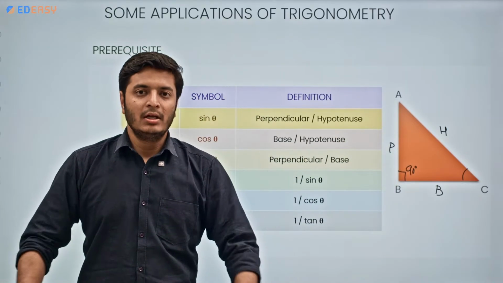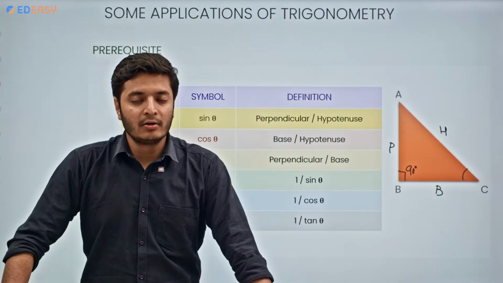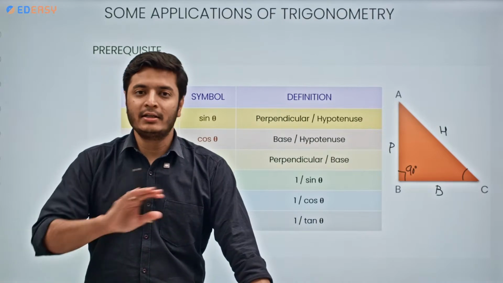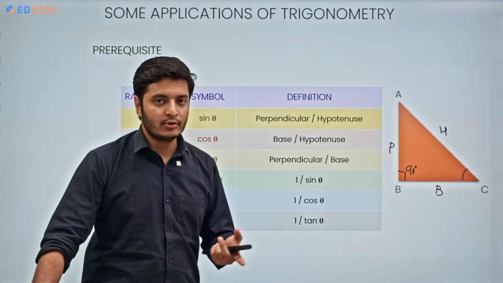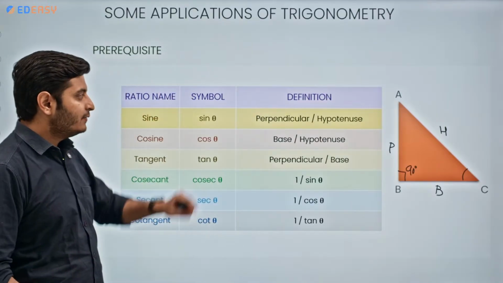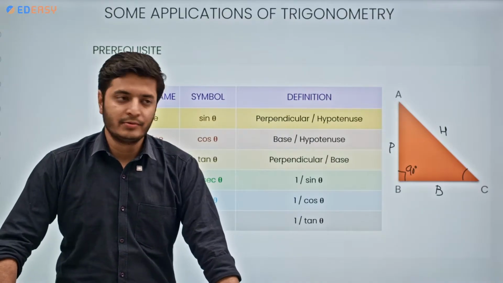Why ratio? Because we can enlarge or decrease the size of a triangle. If we are not changing the value of angle, then the ratio of the sides will remain the same. So that's why we are going to deal with the ratio, not the actual length. Now, sine value can be found using the formula perpendicular by hypotenuse.